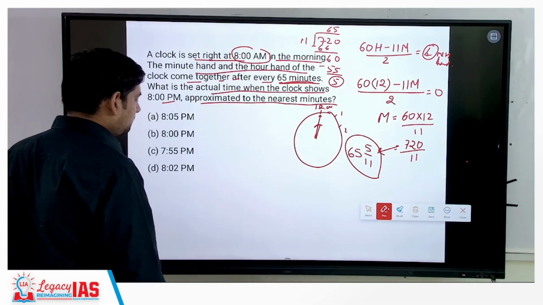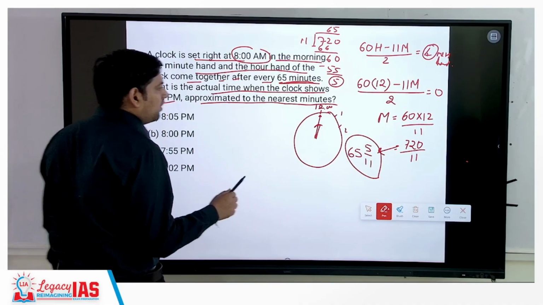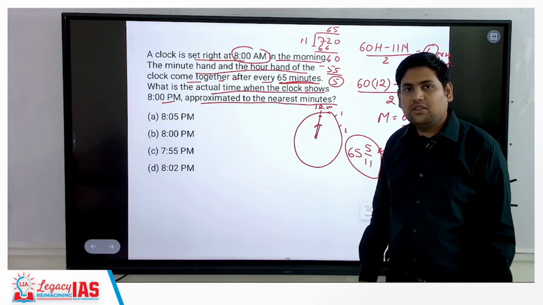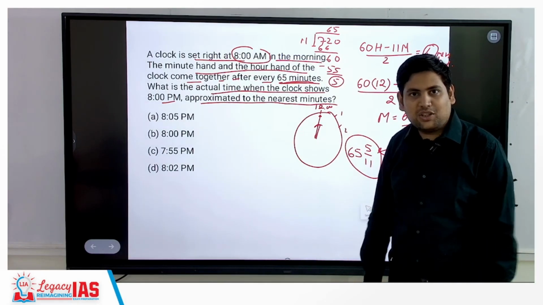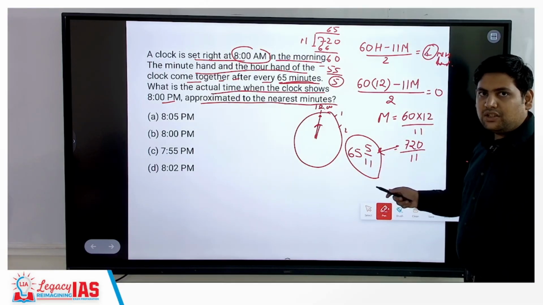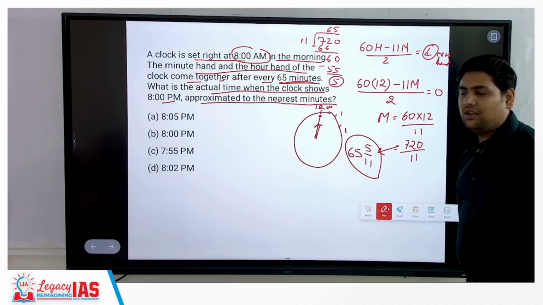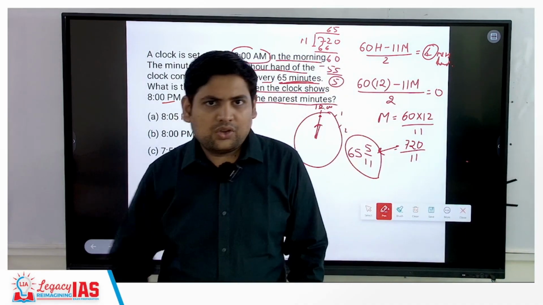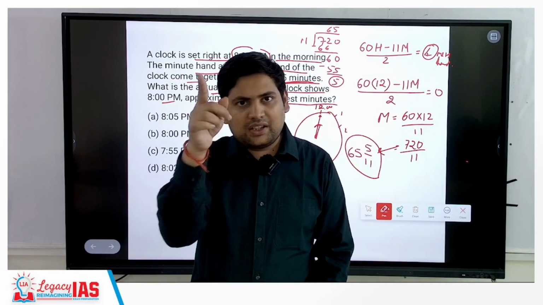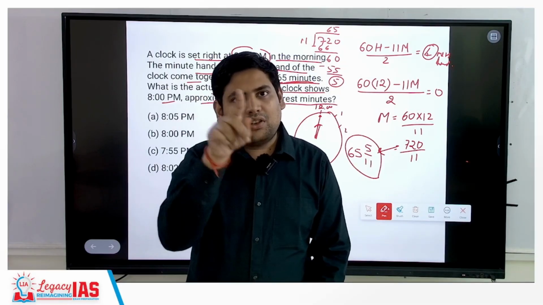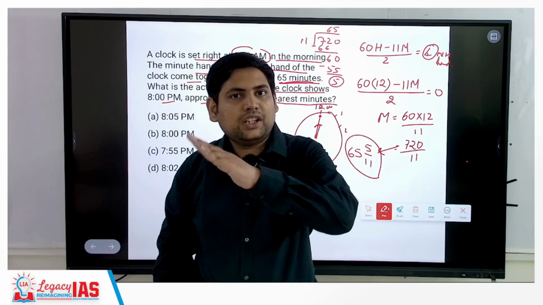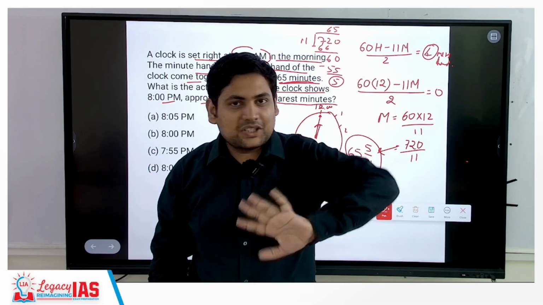Then see. Now what it says is that after 12 p.m., it will take a correct clock, a normal clock, 65 and 5 by 11 minutes to coincide again. Now the clock, as you know, rotates at the same speed, correct? The second clock goes at the same speed, the minute hand also and the hour hand also. So their speeds are not changing, correct? They go at a uniform speed. Is there acceleration? There is no acceleration, correct?